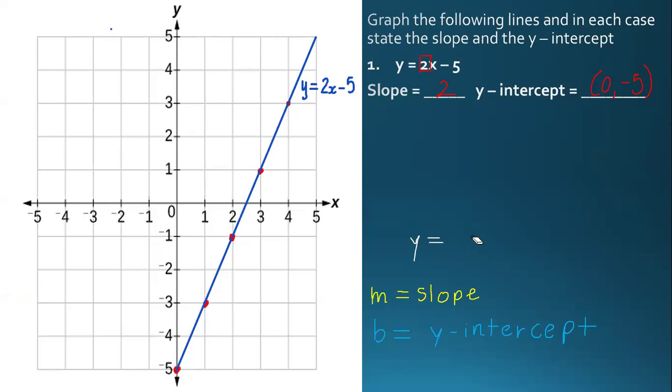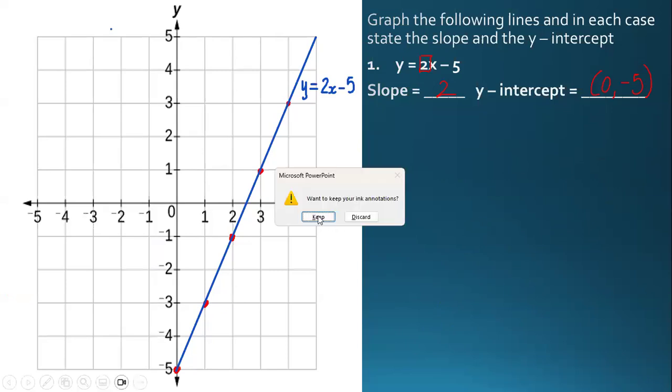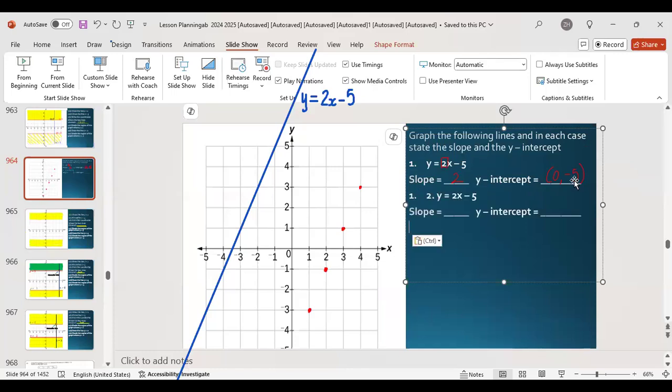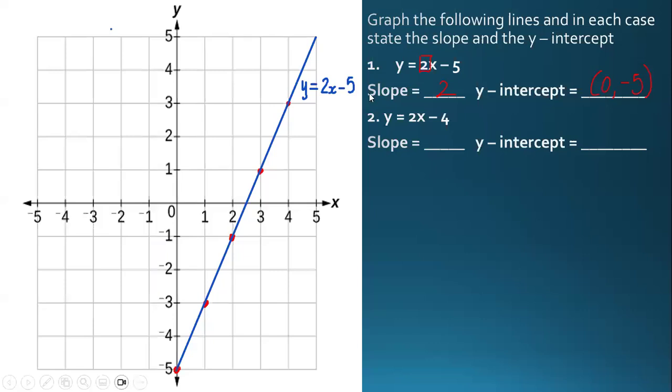Okay, let's do another example. Number 2. I want us again to do the same thing: find the slope, the y-intercept, and then graph it, right? So let's say we have y is equal to 2x minus 4. Okay, so it's gonna be like that. So we have y is equal to 2x minus 4.